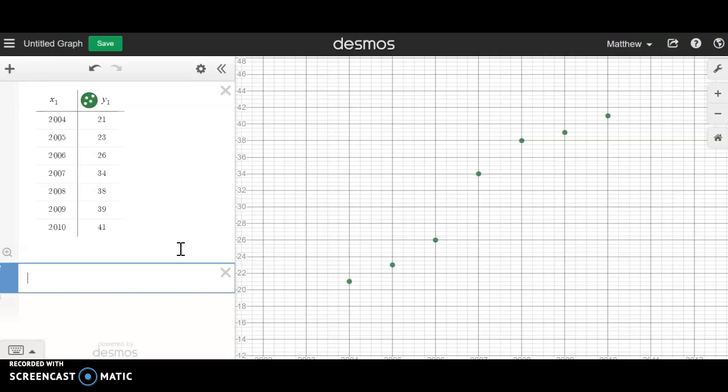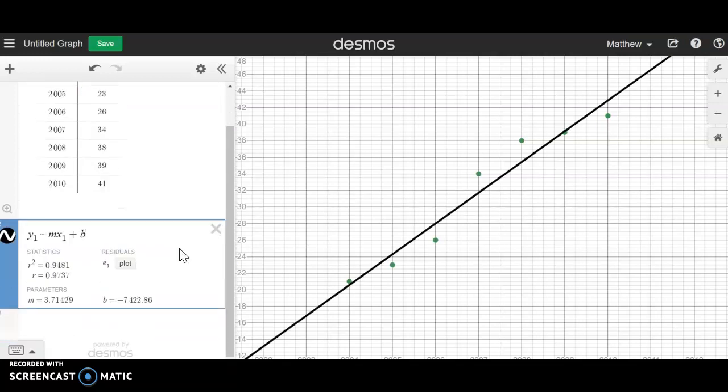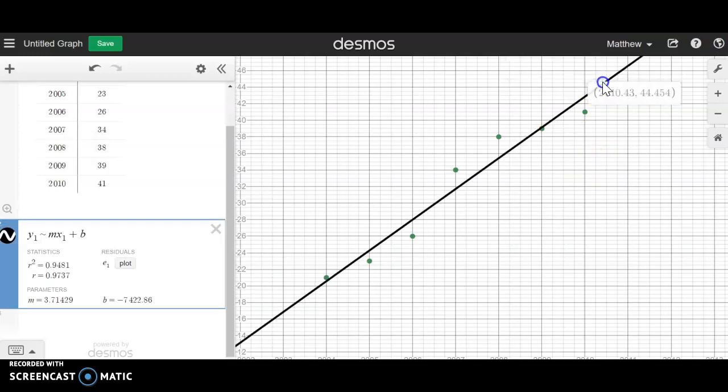The Desmos command for a linear regression is y1 squiggle. This squiggle is called tilde, mx1 plus b. Hopefully that looks a lot like slope-intercept form. Great, so here's our linear regression. It won't ever touch all the points perfectly. That's just the nature of data. But it looks like it fits it pretty well. And I can click on this black line and find any point that I want.